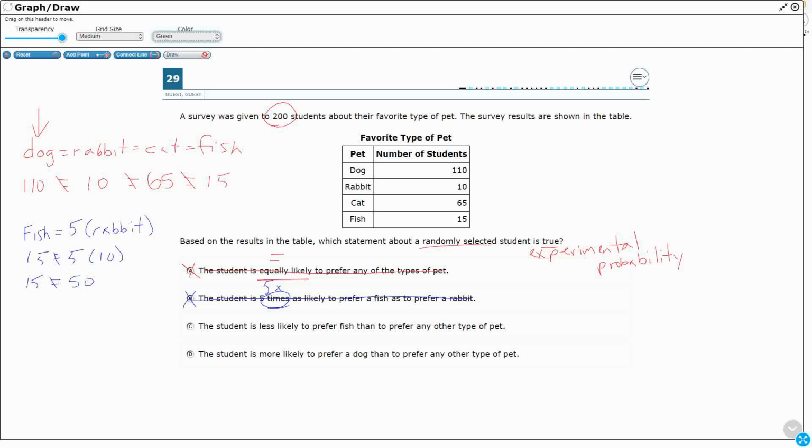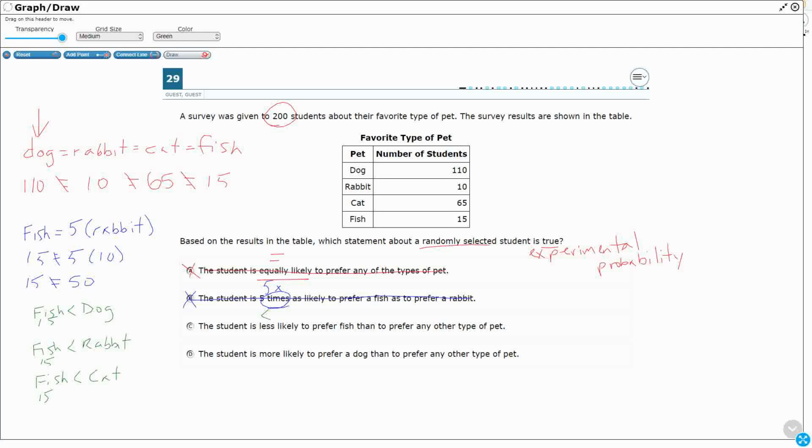The student is less likely, okay, so less likely to prefer fish than to prefer any other type of pet. Okay, so fish is going to be less than all the others, right? Dog. Fish is less than rabbit. And then fish is less than cat. Let's put some numbers on here. Fish is going to be 15 all the way down.